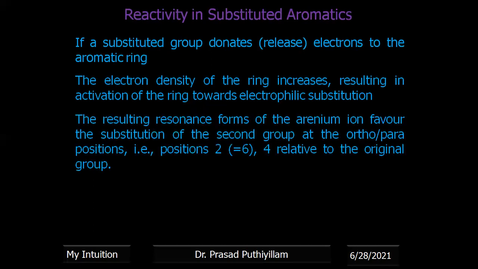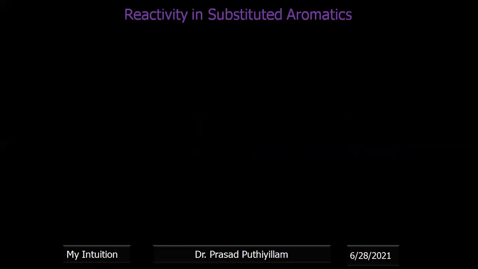Now, the resulting resonance form of the Arenium ion favors the substitution of the second group at the ortho-para positions, that is position 2, which is equivalent to position 6, as well as position 4 relative to the original group, which is already substituted and present in the benzene ring.